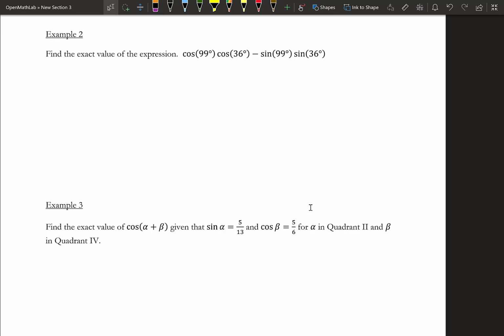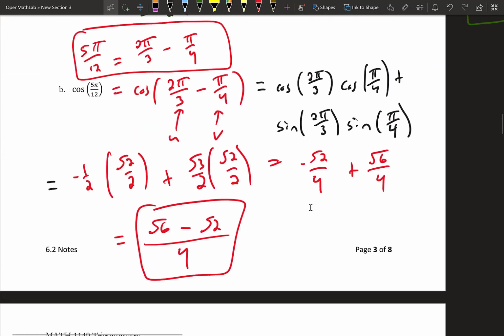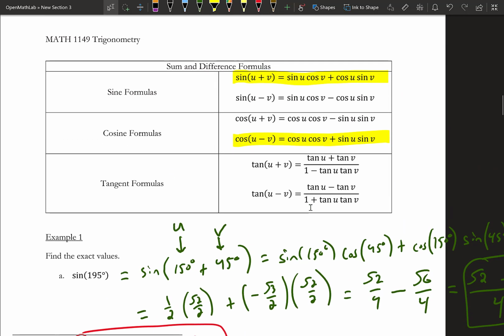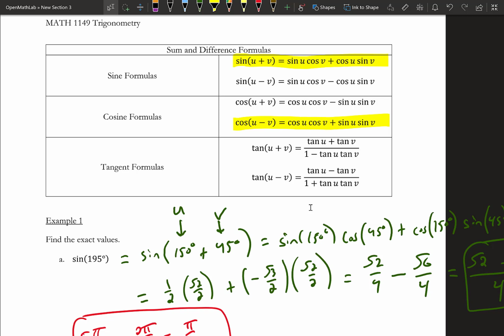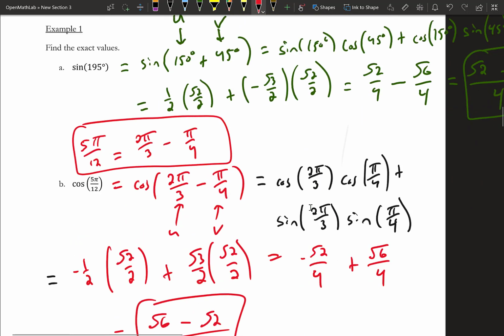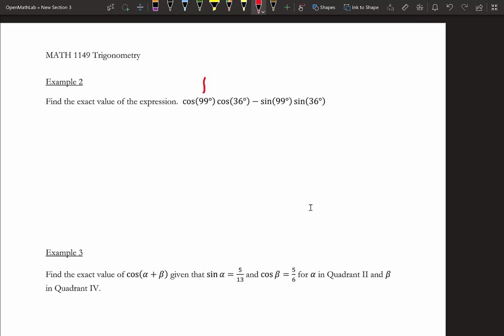Alright, so this next one, example 2, we want to find the exact value of the expression cosine of 99 degrees times cosine of 36 degrees minus sine of 99 degrees times sine of 36 degrees. So basically we're going at it backwards. What I would be looking for is 2 cosines, and then subtraction, and then 2 sines. So essentially this formula matches up with what that other thing looks like. So this is like my u, and this is like my v.